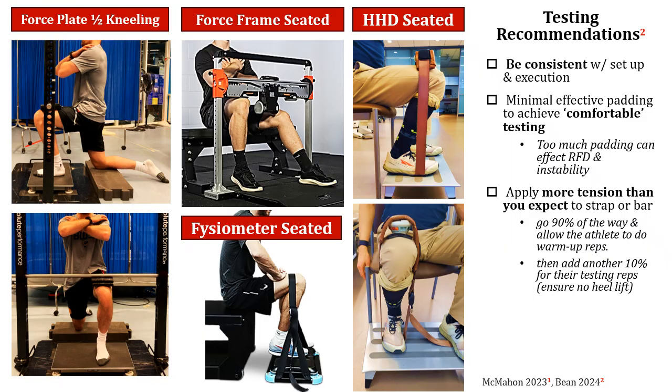Apply more tension to the belt or the fixation system than you otherwise want, particularly with your DIY handheld dynamometer. So go 90% of the way with tension during the warm-up repetitions. After the individual does that, go ahead and cinch it up the final 10% to ensure that the heel does not actually lift and that you don't get any energy leaks within the setup or the system itself. And then ensure proper seated height to avoid hip flexor cramping and to achieve best results. That's going to be right around your 90-degree marker of hip flexion, as shown.